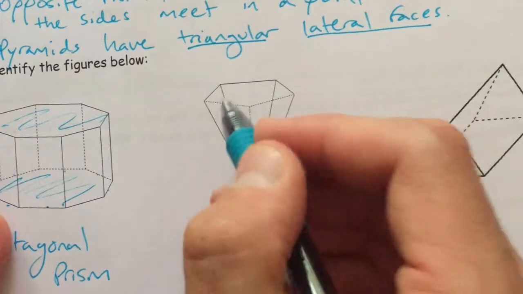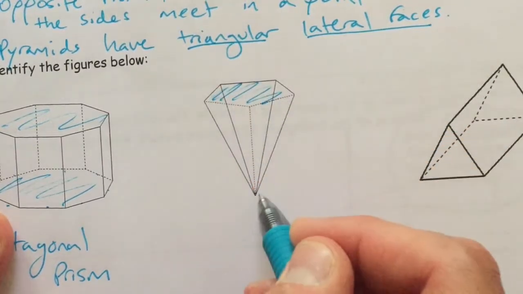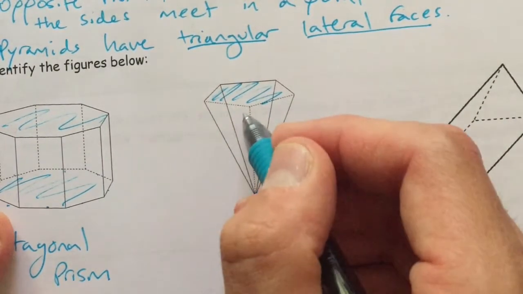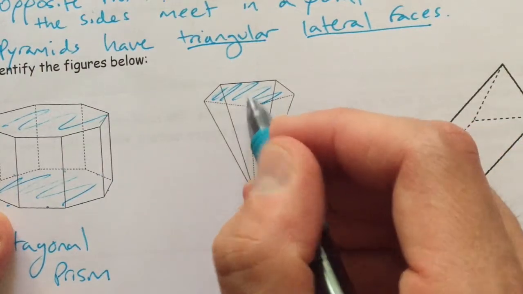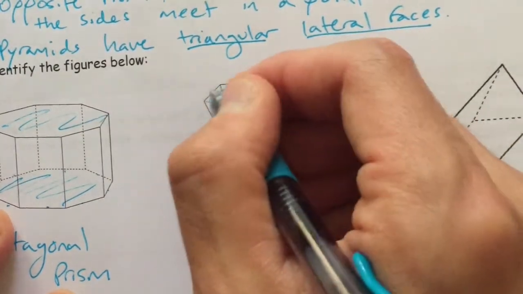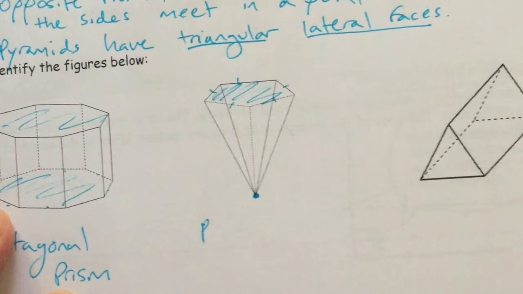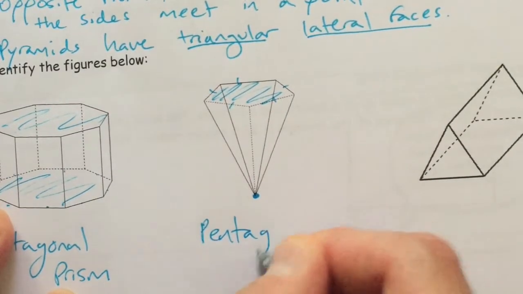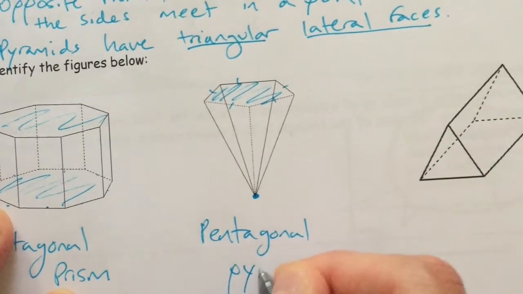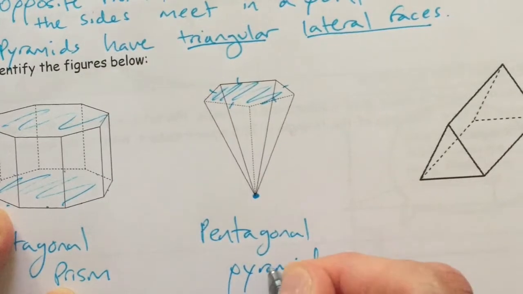This is definitely a pyramid. It has 1 base, has an apex, and it has triangular sides. And this is a 1, 2, 3, 4, 5, is a pentagonal pyramid because its base is a pentagon.